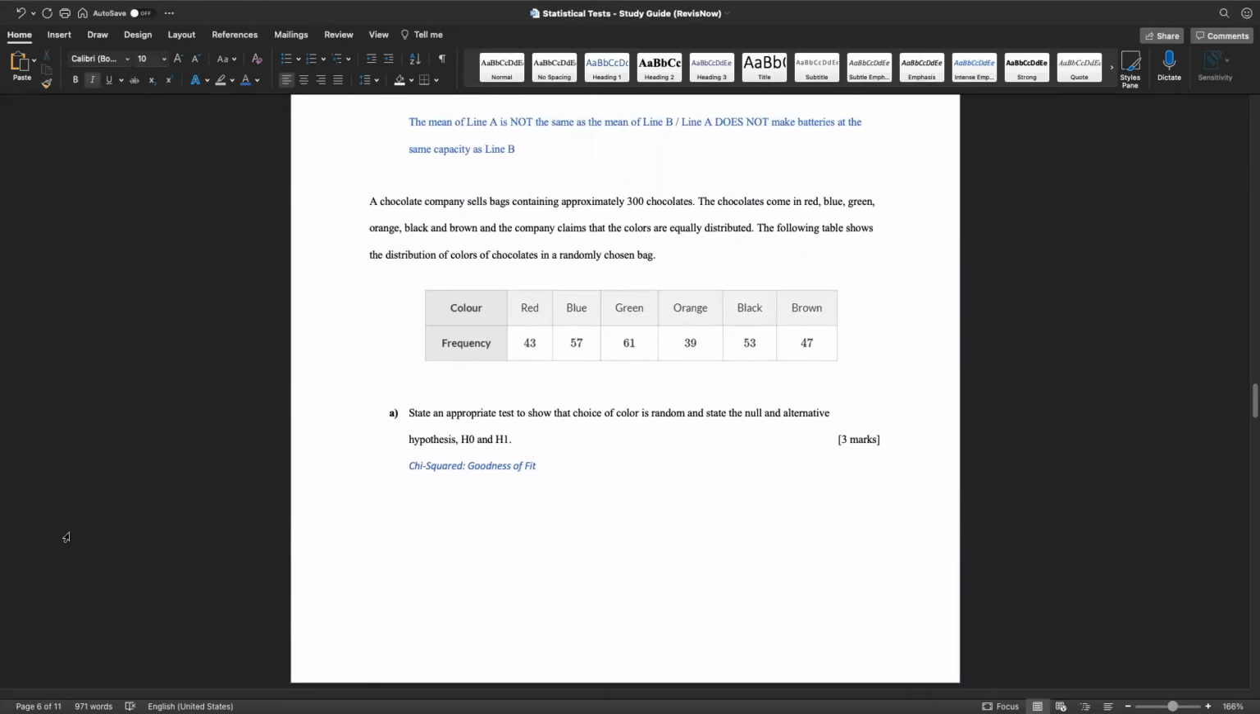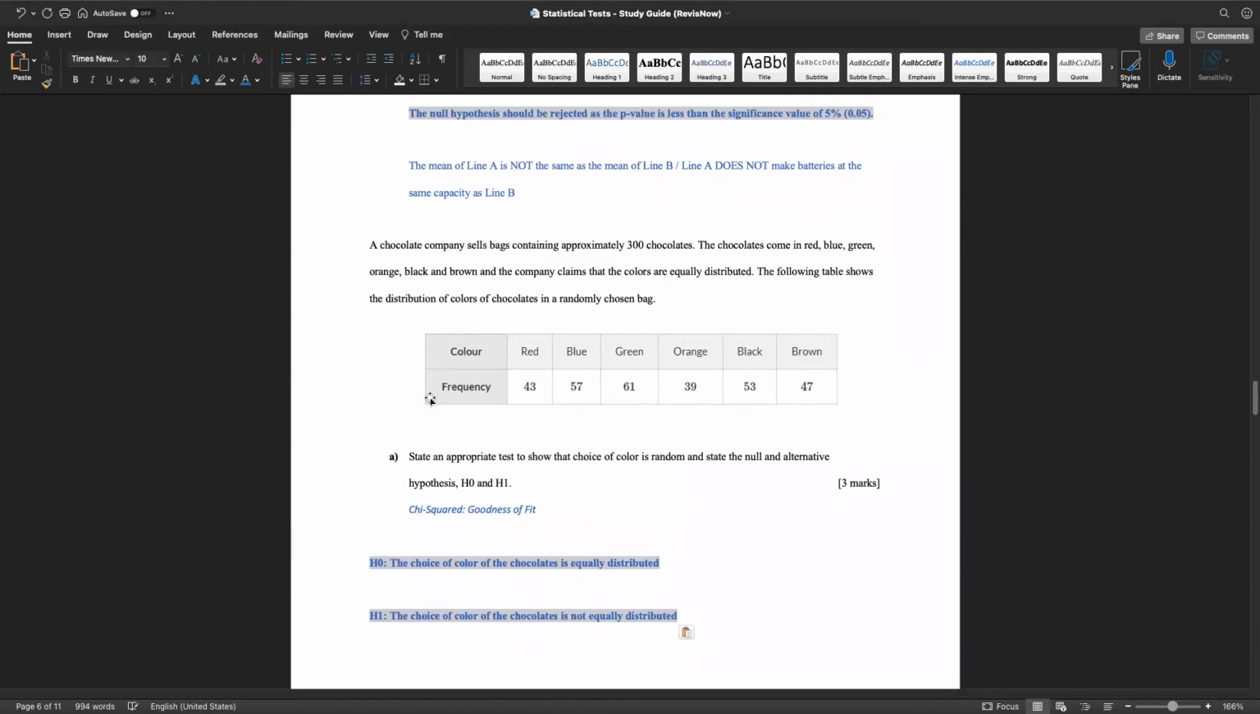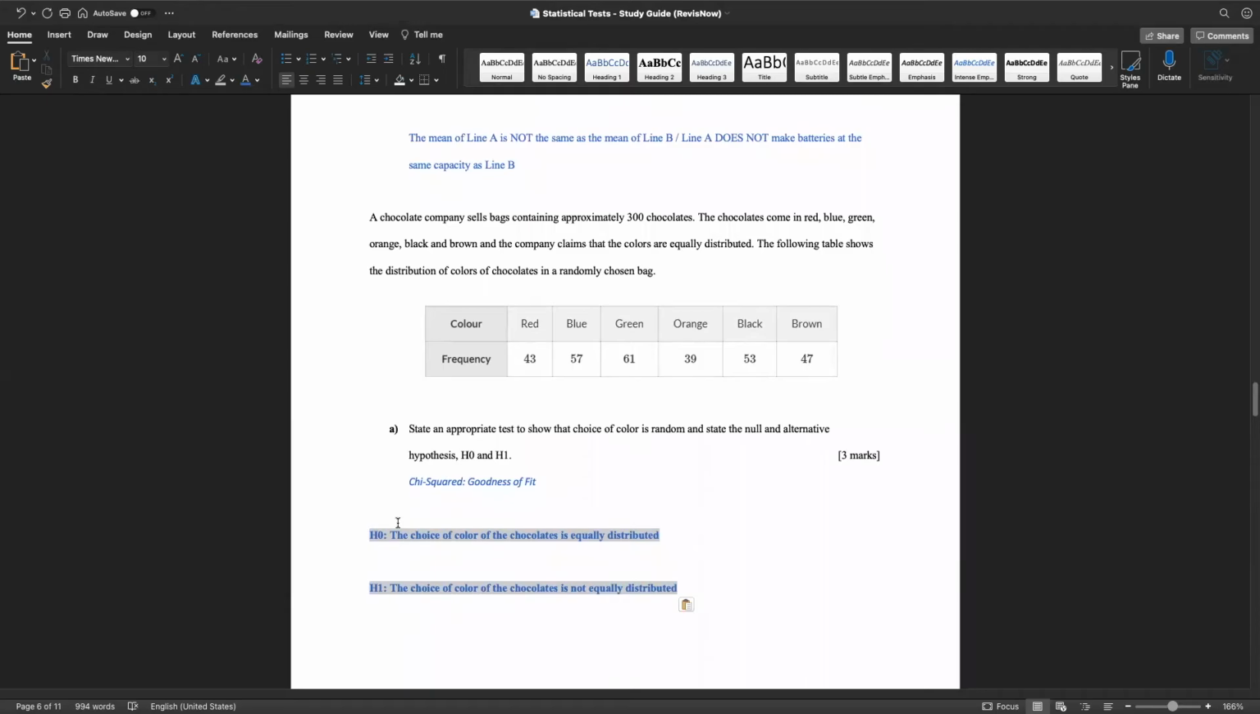So our null hypothesis would be that, okay, so this kind of gets confusing for me. The way Ms. Sinha said it is that the null hypothesis means you're not changing anything. What is already there, that's what the null hypothesis is. But the alternate hypothesis is that there's a change, like what's wrong. So in this case, the null hypothesis would be that the choice of color of the chocolates is equally distributed, because that's what they're claiming. So the alternate hypothesis would be that the choice of color of the chocolates is not equally distributed.